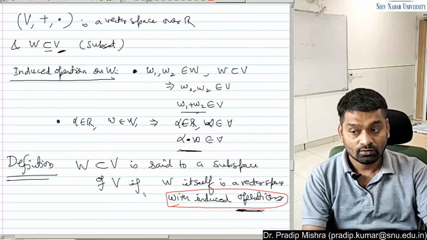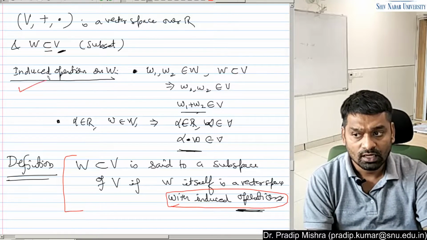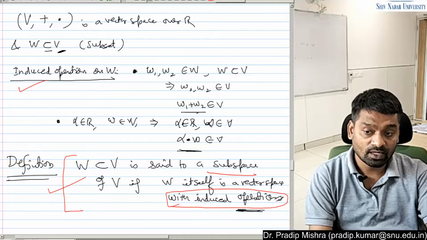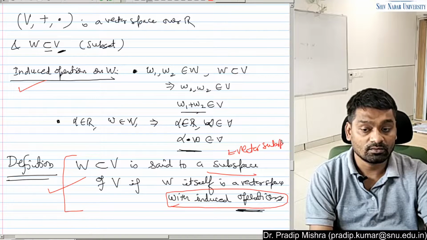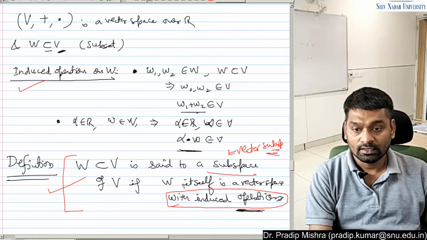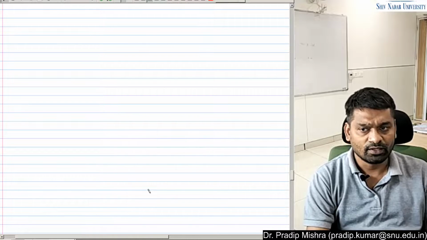Pause the video and just try to understand the definition. Definition of what? Induced operation in the subspace. Sometimes people say this is a vector subspace. If you understood, we will see with an example whether you understood or not.